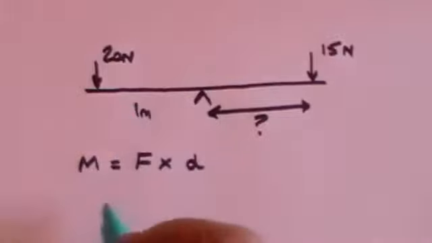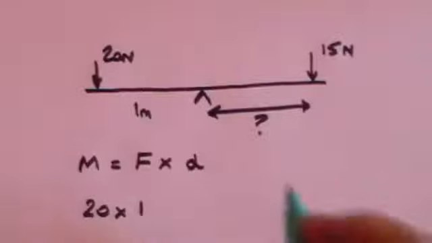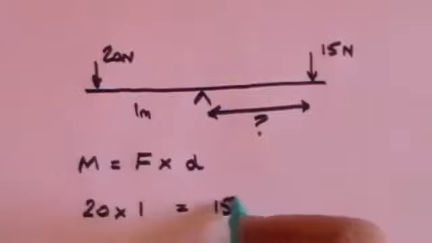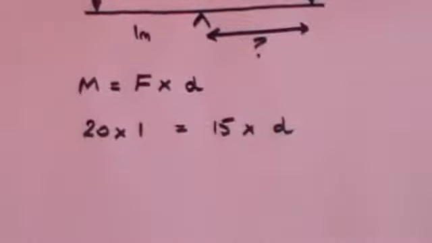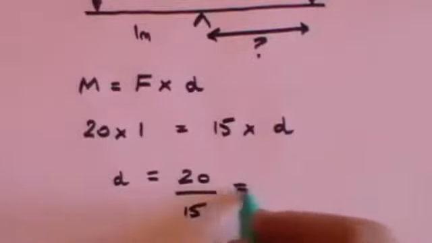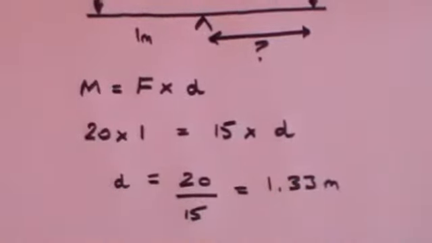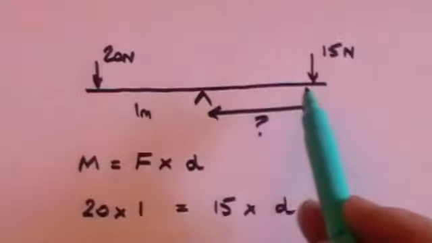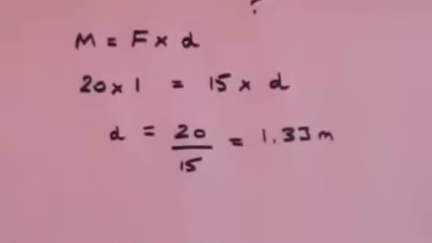So the moment on this side is going to be the force, which is 20, times the distance, which is 1 meter. And that has got to equal the moment on this side, which is a force of 15 times a distance, which we'll call d. And that means that d is going to be 20 divided by 15, which is 1.33 meters. So I need to apply that force at a distance of 1.33 meters from the turning point, the pivot, in order for the seesaw to balance.